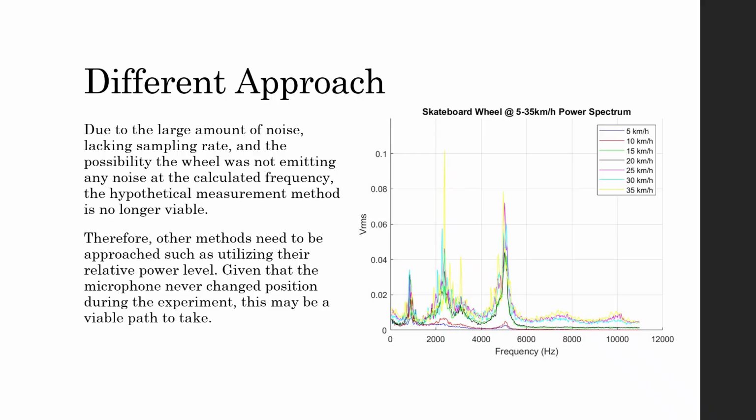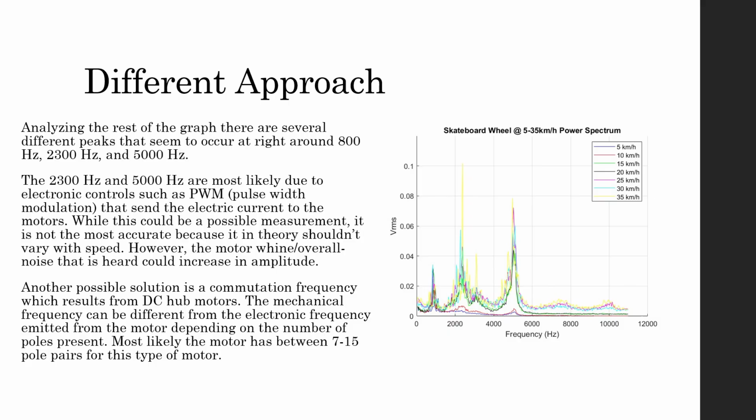So instead of looking at the different frequencies, we decided to look at amplitudes of the different groups of frequencies themselves. These frequencies being 800 hertz, 2300 hertz, and 5000 hertz were looked at, and most likely are due to some sort of electronics on board, such as PWMs or pulse width modulation.